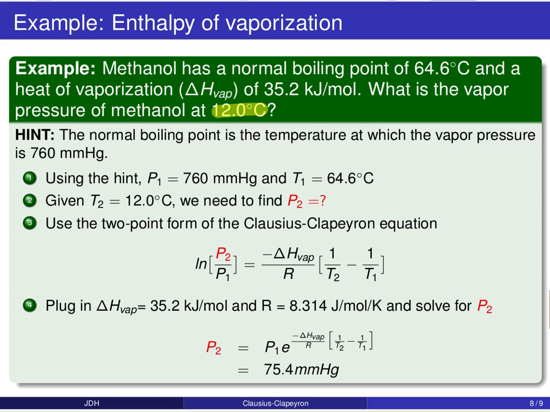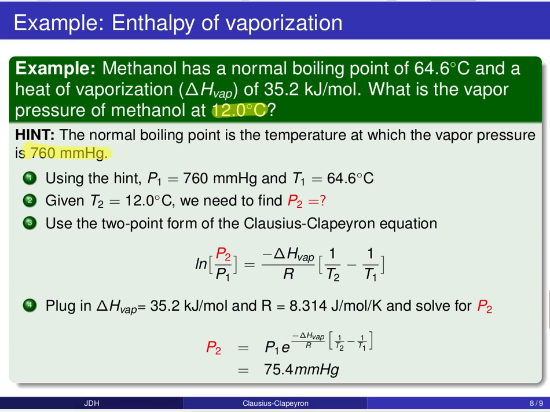All right, now our job here is to determine what the vapor pressure is of methanol at 12 degrees Celsius. Okay, so the first thing to do in this problem is to remember that there's actually more information that we're given than perhaps first meets the eye, right? We're told that the normal boiling point is 64.6 degrees Celsius. What does that mean? Well, the normal boiling point is the temperature at which the vapor pressure matches the external pressure, 1 atm, or 760 millimeters of mercury.